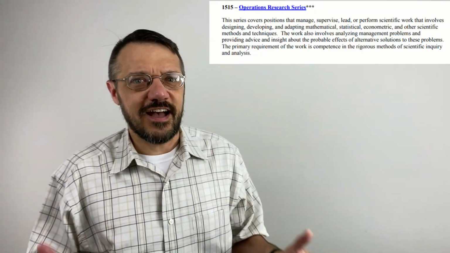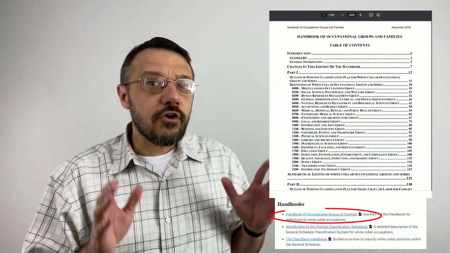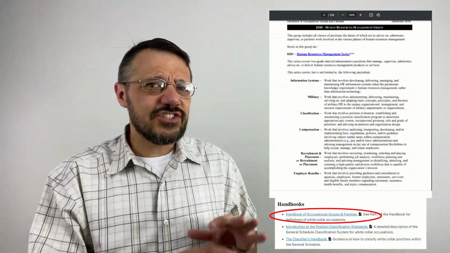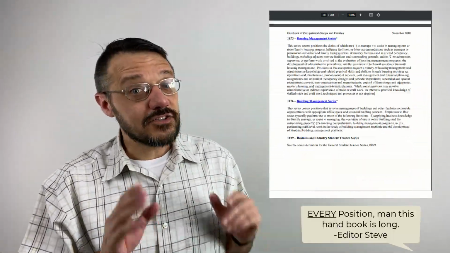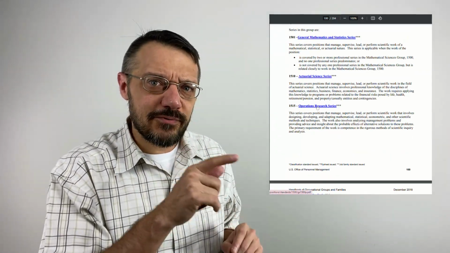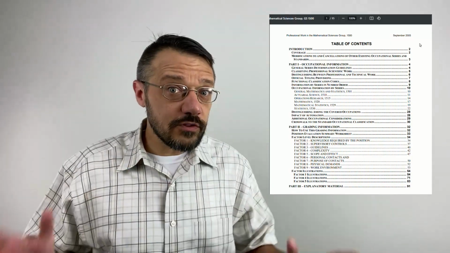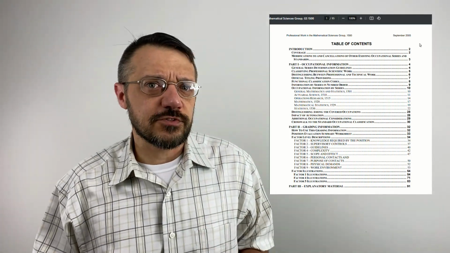Now, you guys know that I'm an operations research kind of guy. And what that means is that I've spent most of my career writing position descriptions for that operations research series. So that is what I'm going to be using in this example. Anyways, in OPM's handbook, they provide a general description of the types of duties and tasks that every position does. But trust me, that is just the beginning. If you click on that link that says Operations Research, it takes you to a whole other manual that provides tons of detail on how to write a position description for this series.